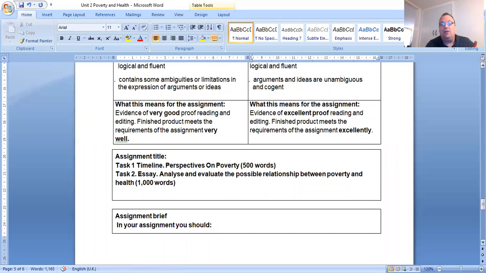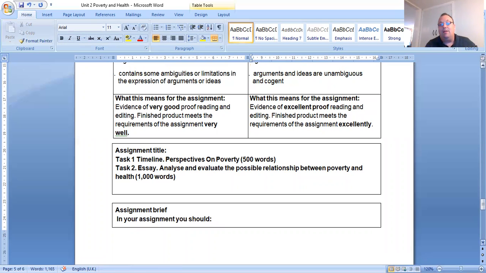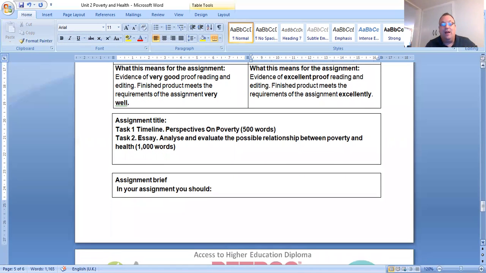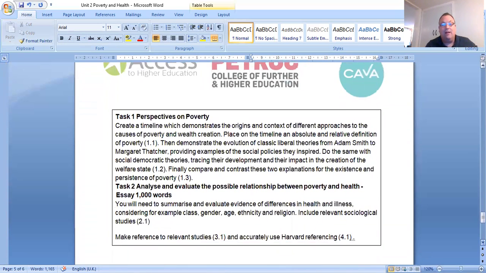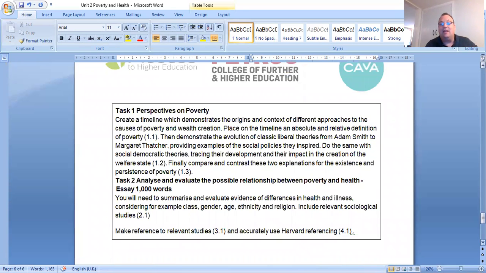Okay, so the two tasks are perspectives on poverty, timeline, essay, analyse and evaluate the possible relationship between poverty and health. Now, obviously, we're going to go into these in more detail, but that is a summary of what we're looking to do. So once you've done this, can you do the recap exercise after this, please?